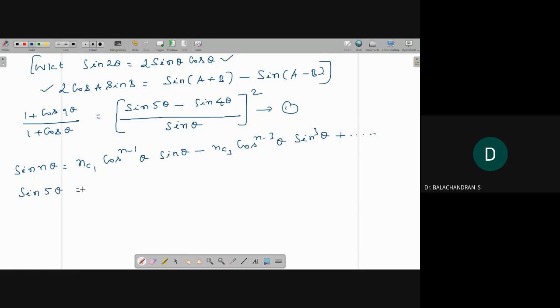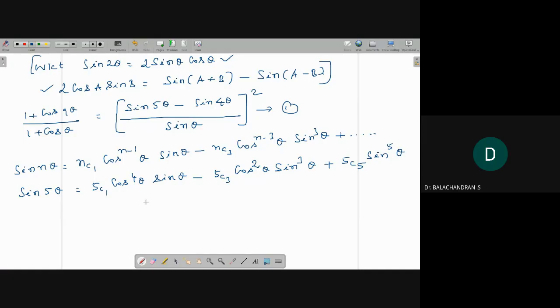So sin 5 theta equals 5C1 cos power 4 theta into sin theta, minus 5C3 cos square theta into sin cube theta, and one more term, plus 5C5 sin power 5 theta.